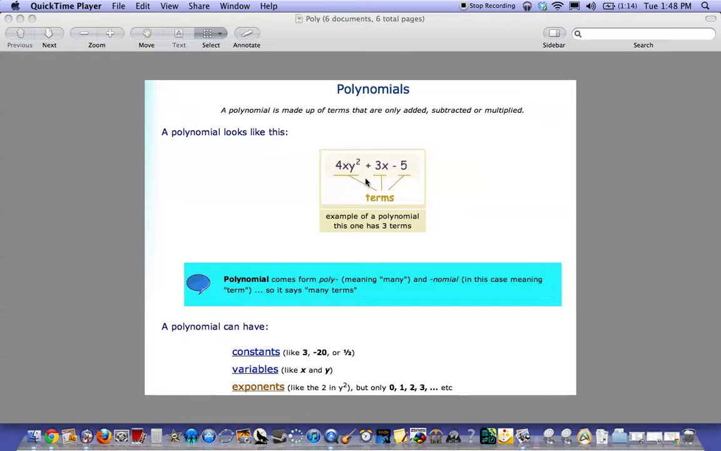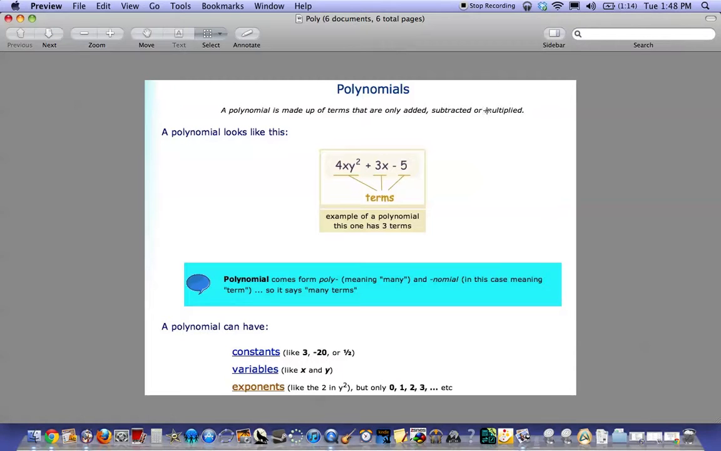You're adding or subtracting variables and constants together. The multiplication piece that is indicated up here is coming from the fact that oftentimes in terms, your terms themselves will have multiplication within them. 4xy squared means 4 times x times y times y. But that is all considered one term because when you multiply all those together, they represent one number. Before you can add or subtract, you have to multiply first.